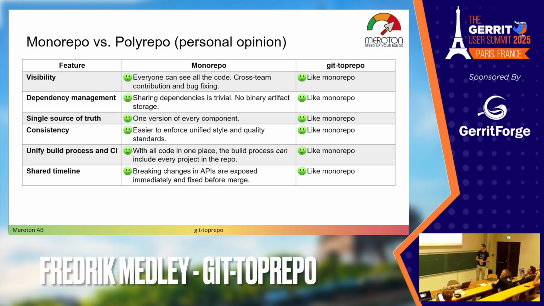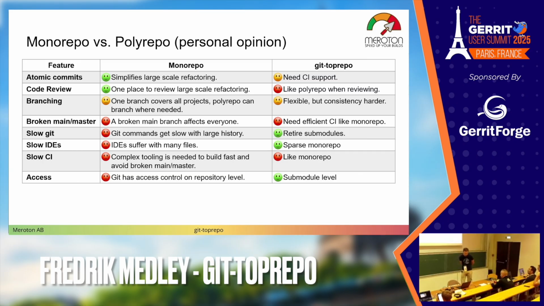And you have a shared timeline, so breaking changes in APIs are exposed immediately, so you actually fix them. I'm just renaming this function, and I can fix it all over the code base because this name is much better. I can make such trivial changes that improve the code much more easily. Well, not just green smiley faces. Atomic commits simplify large refactoring in a monorepo.